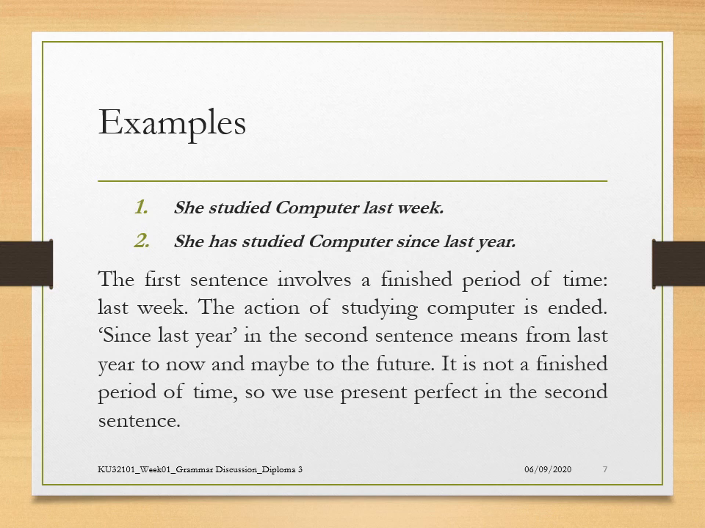Now, what does the first sentence mean? The first sentence involves a finished period of time, last year. So that means she finished it last year. Now, for the second sentence, she has studied computer since last year, then maybe she still continues her studying until this year or maybe in the near future. Okay, so it's not a finished period of time. So when it is not a finished period of time, we use present perfect tense, just like in the second sentence.